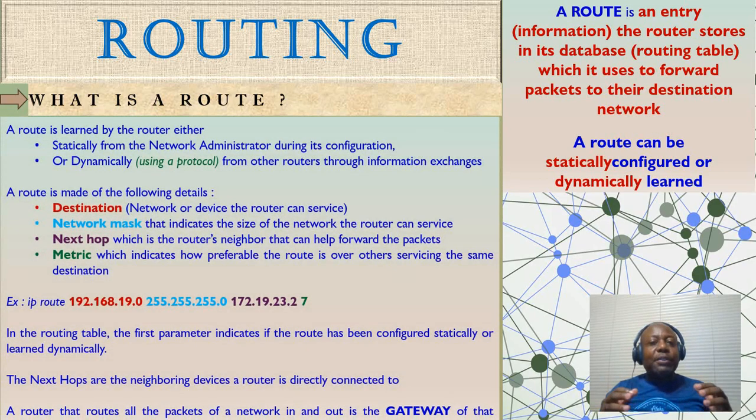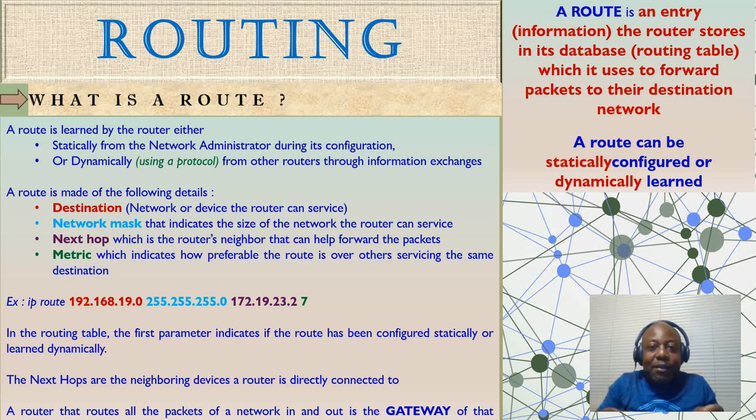Now, talking about a route, it's an entry, and that entry, let us talk about it. First of all, we said it can be statically configured or dynamically learned. But most importantly, we need to understand that a route is made of the destination, because when you take a route, you should know where you want to go. And the destination is the network where we want to go, and that network needs to have a network mask.